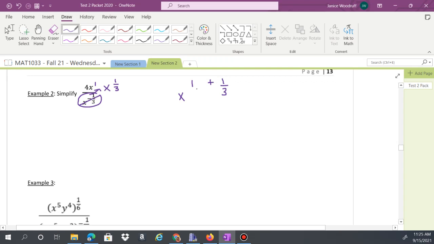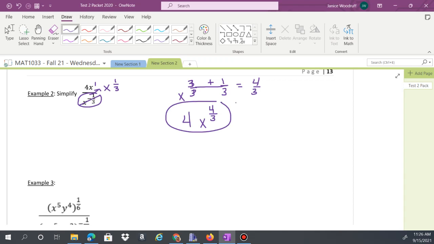Okay, which means I'm going to need a common denominator, which would be what? 3. So this would be 1 times 1, or 1 times 3 would be 3. So 3 over 3. And then we add straight across the top. So that would give us a 4/3. Okay, so I get x to the 4/3 there. And I just have that 4. So this is going to be 4x to the 4/3. Okay, we're going to leave everything in rational form unless it asks us to put it in radical form. So with these ones, we're keeping them rational.